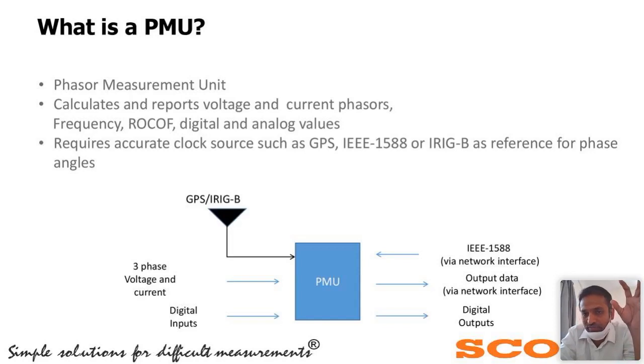Like in the control center, where you can put the PDC, that is called PDC, and at each and every substation level, you install the PMU that will collect the data from that particular feeder and send it to the PDC, which is placed at the control center or any other centers.